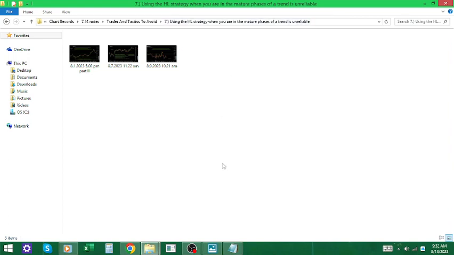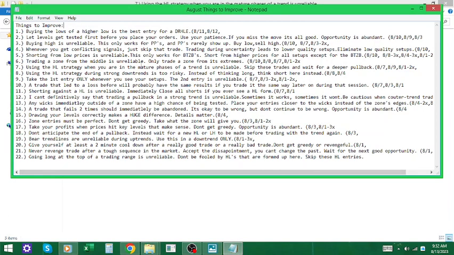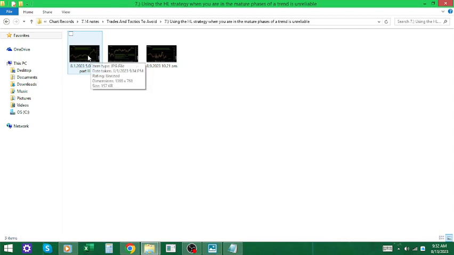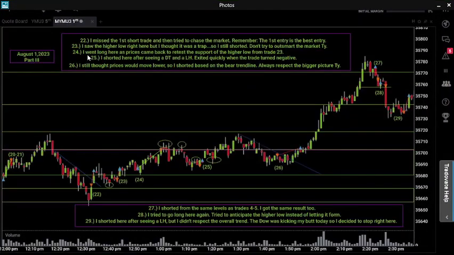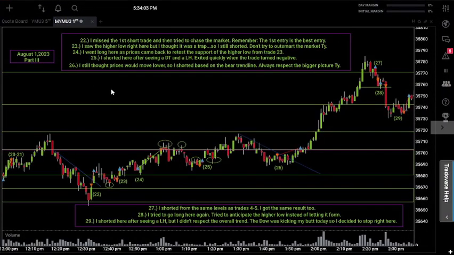Using the higher low strategy when you are in the mature phase of a trend is unreliable. Skip these trades and wait for a deeper pullback. So let's go ahead and talk about that too. Now, when it comes to that higher low strategy, you know I love my higher lows. That's one of my favorite strategies to use when it comes to trading a downtrend.